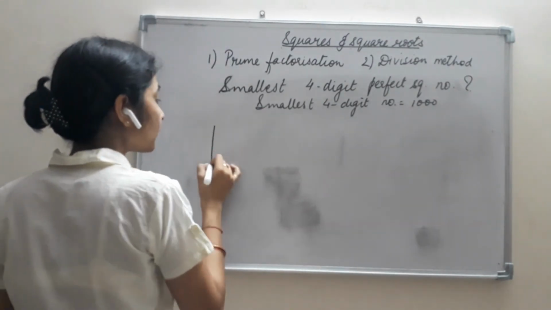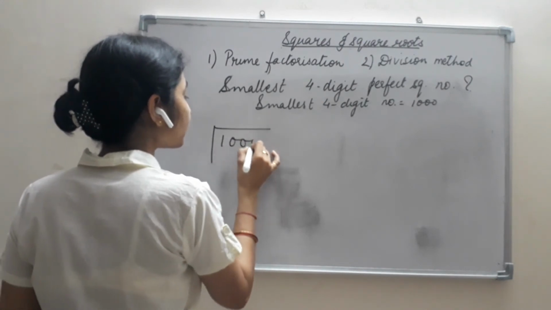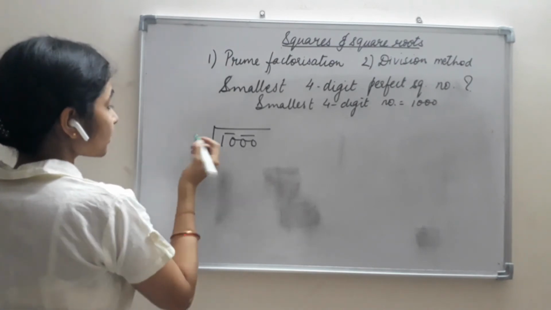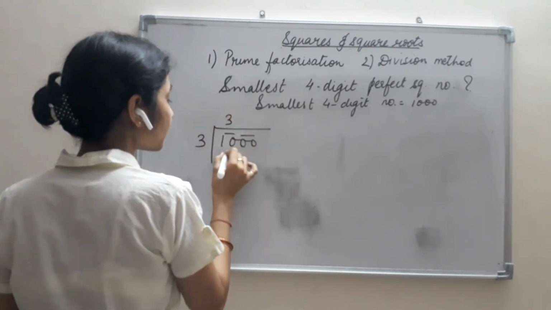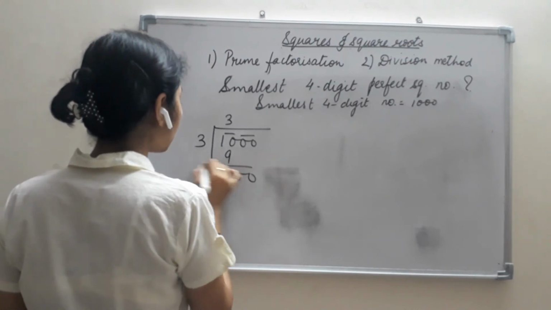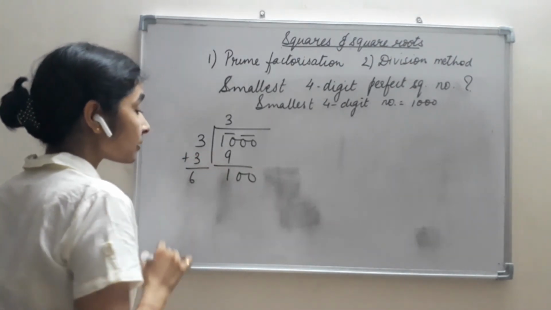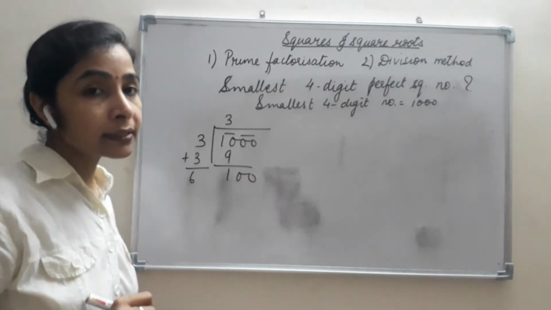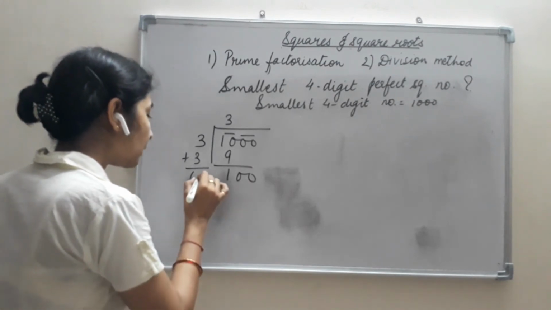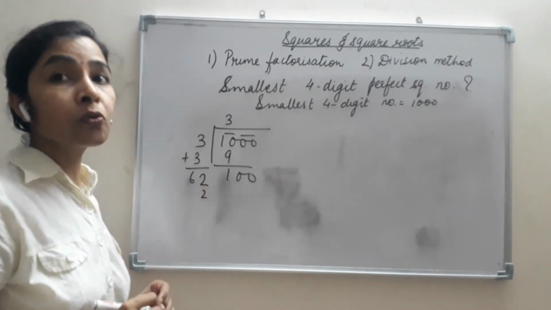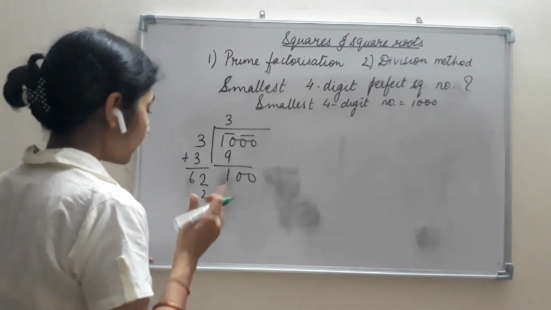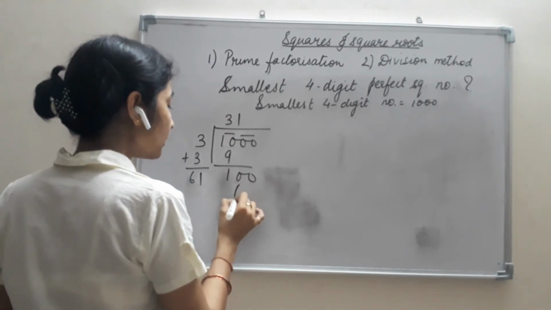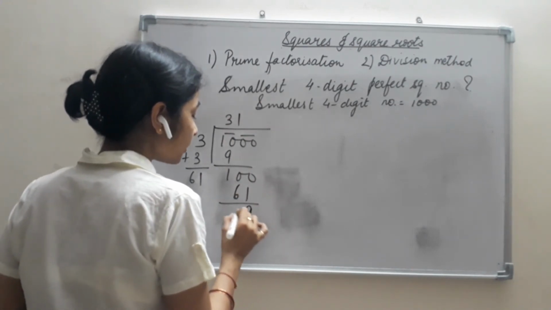Okay, so starting with the division method, 1000 making pairs. Now 10, which is the perfect square number less than 10? Yes, very good. 3 3s are 9. 10 minus 9 is 1, bring down the pair 00 to make 100, and 3 plus 3 gives me 6. Now what number should I take here so that the product is less than 100? If I take 2 here, then 62 into 2 gives me 124. That I can't take, so I will take 1 only here. 61 into 1 is 61. That has given me the remainder of 39.